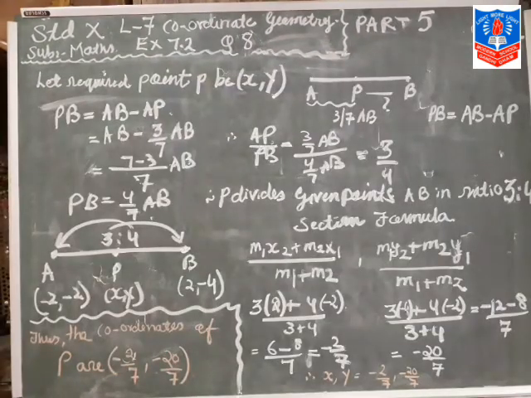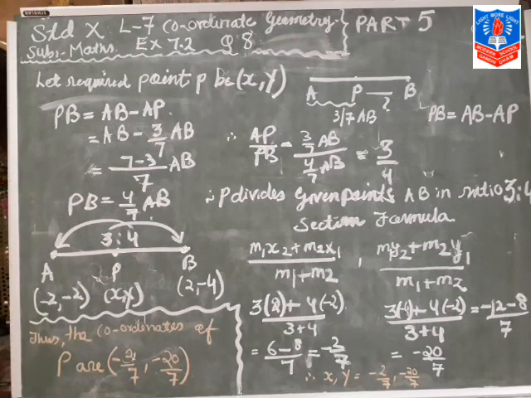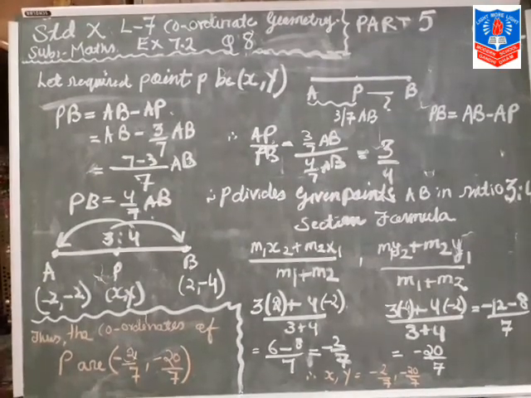Now children, we will start the 8th question. Here, read the question from your textbook. If A and B are (-2, -2) and (2, -4) respectively, find the coordinate of P such that AP equals 3/7 AB. And here P lies on the line segment AB. We have to find out the coordinate of P. Children, is the question clear?